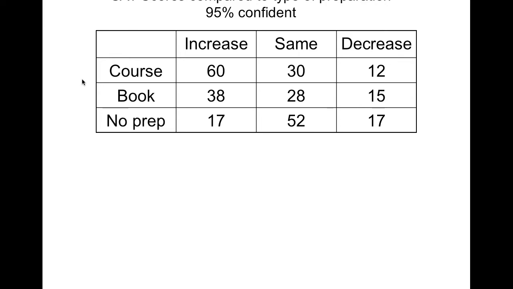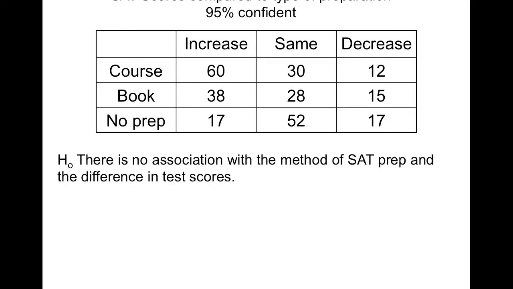Now, even though you're writing these null and alternates in sentences, everyone's null and alternate should read almost exactly the same. So for the null, we still have the HO as the symbol for the null. And I have, there is no association with the method of SAT prep and the difference in test scores. The first four words, there is no association, that should be the same for everybody. So if you want to put relationship instead of association, I'm fine with that. But make sure there is no relationship. There is no association. And then you're stating what the two variables are.